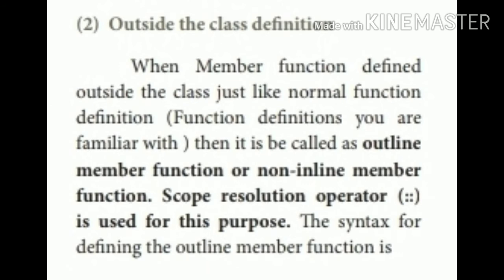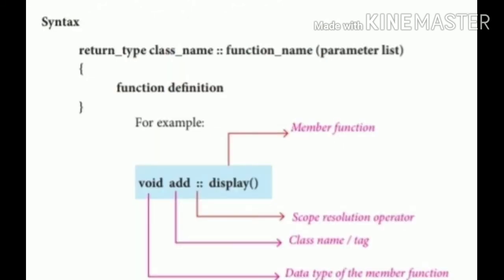If we access the member function from outside of the class, we use the scope resolution operator, that is double colon. Next we are going to see the syntax of an outline member function. First we declare the return data type, then the class name, then using the scope resolution operator, that is double colon, then the function name, and then give the parameter list. If parameters are passed, we give the parameter list, otherwise no need to give it. For example, void is the return data type and add is the class name, then using the scope resolution operator, we declare the function name display().